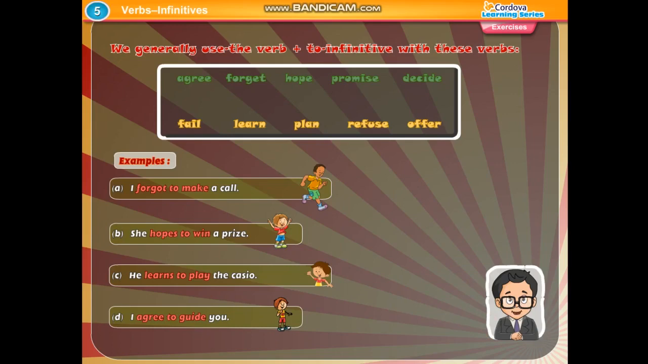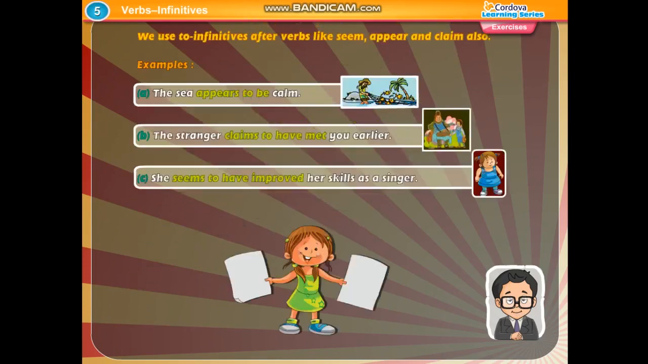Examples: I forgot to make a call. He learns to play the Casio. She hopes to win a prize. I agree to guide you. We use to infinitives after verbs like seem, appear, and claim also. Examples: the sea appears to be calm. The stranger claims to have met you earlier. She seems to have improved her skills as a singer.